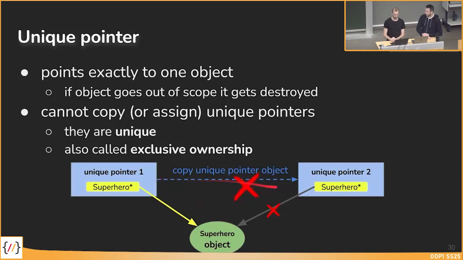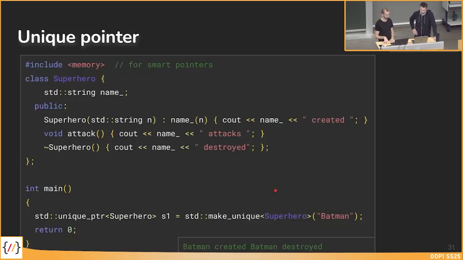But I cannot copy it. So I only have one reference, one pointer to my superhero object. This is also called exclusive ownership. So there's only one pointer to my object. If I want to copy it, it will not work. Let's have a look at how it is implemented in the code.